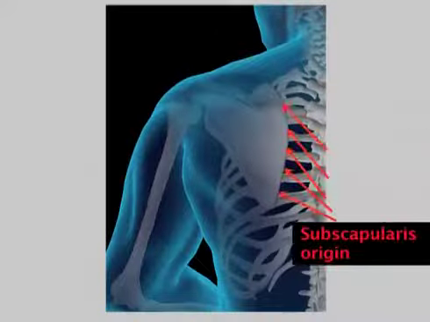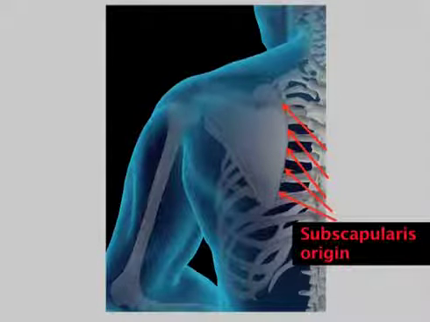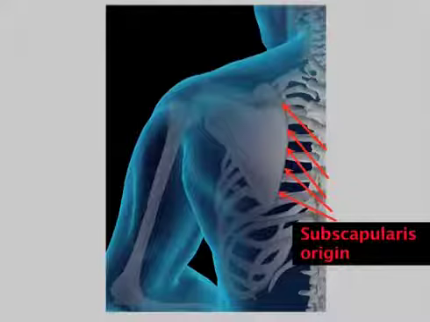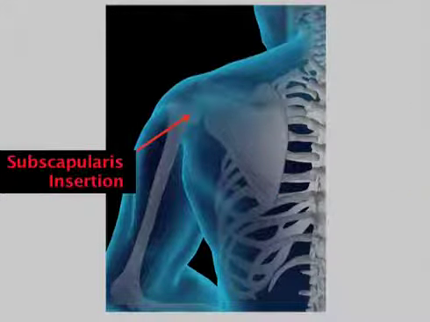Now come to the innervation. You can see the origin of this muscle. The origin is dotted by the red line. The whole muscle originates from the subscapular fossa and comes to its insertion over the lesser tubercle of the humerus.